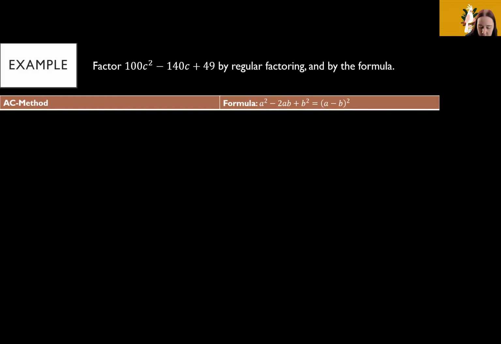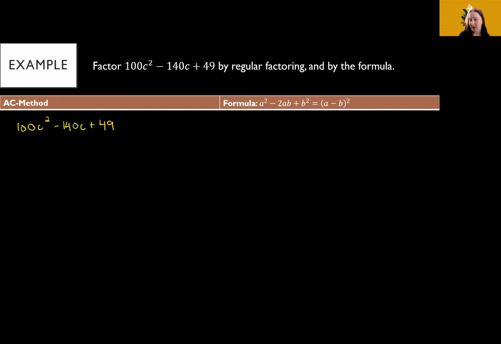So we'll start with the AC method. So we have 100 c squared minus 140 c plus 49. So you always first check to see if there's a greatest common factor to factor out. Whenever that first term has a coefficient that's not 1, check for a greatest common factor.